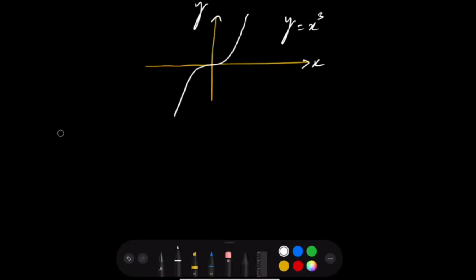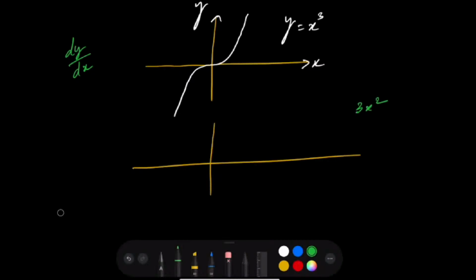Clear? What was the derivative of this? I'll write the derivative in green. It was 3x squared. So let me write dy by dx. Let me give you another variable for it as z. So how will the graph of 3x squared look? It will be just like x squared only, but a little bit skinnier, because you are multiplying by a factor of 3, so it will have that stretching along the y-axis. So the graph will be something like this.